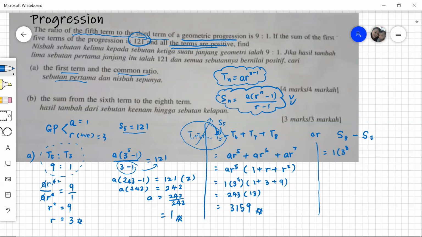Now, should you use the other method, use this formula, S8 is, according to the formula, A is 1, R is 3, N is 8 over here, over 3 minus 1, minus S5. S5 is given in the question, 121. So let's just minus 121 from here. So 3 to the power of 8 is 6,561, minus 1, over 2, minus 121. So you take that and put it into the calculator. You have 3,280 minus 121. So you got 3,159. So you see, both methods give you the same answer.